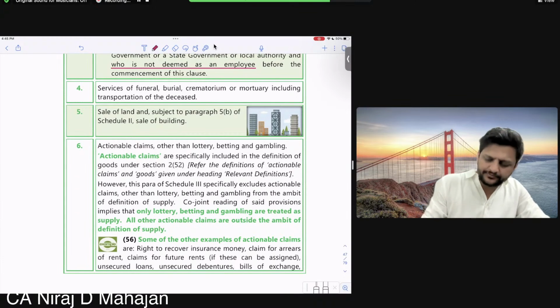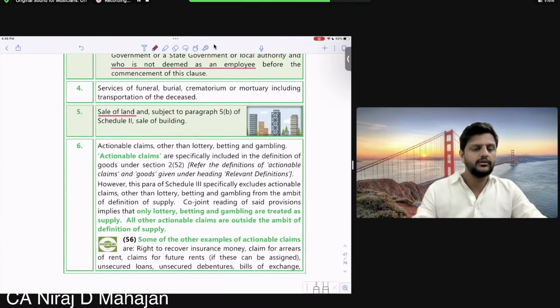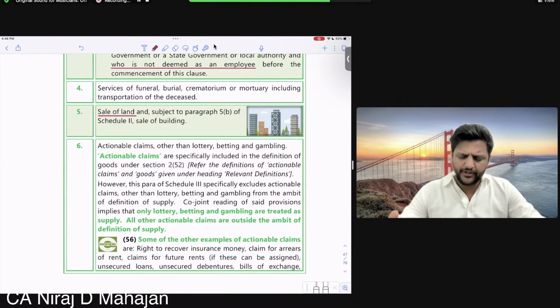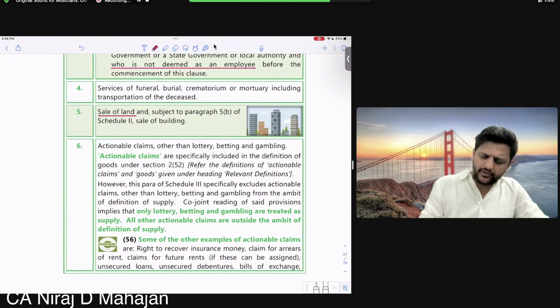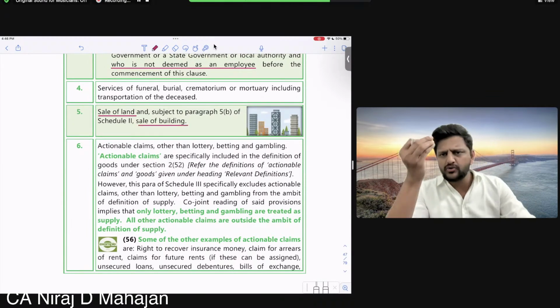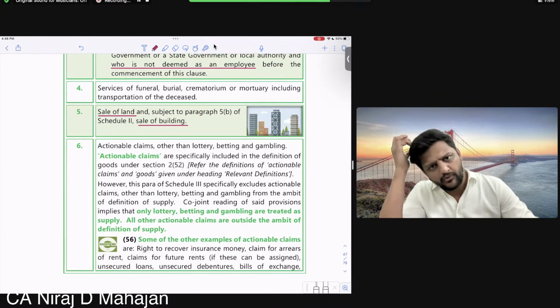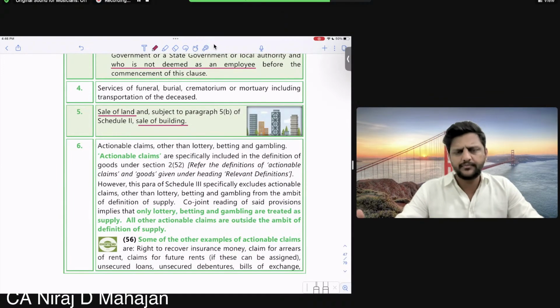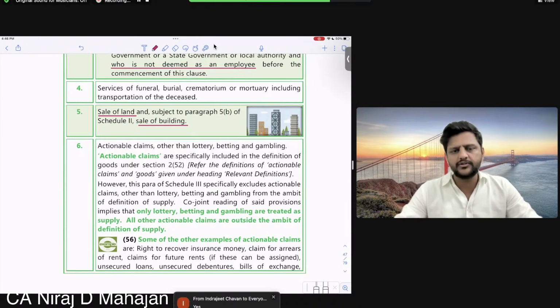Sale of land. Sale of land, it is what? Immovable property, and subject to para 5B of Schedule 2. Land has no concession, but in building, what do you remember? What have we discussed? Only if the entire consideration is after the completion certificate, then GST was not applicable. If you are buying a property under concession, GST is applicable. Yes or no?